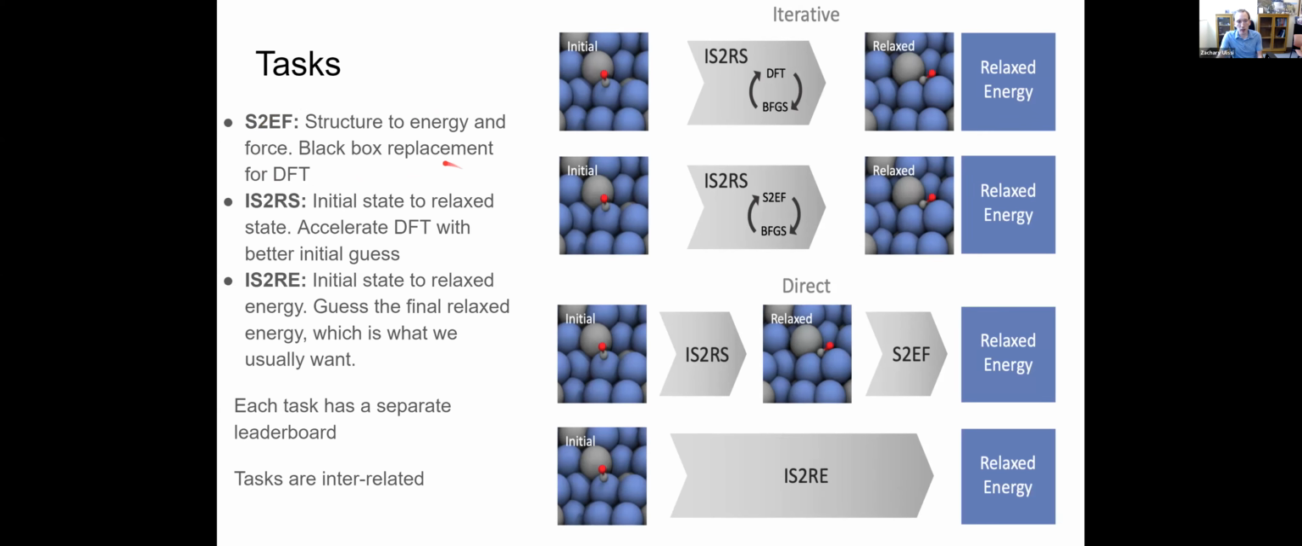This is just a general surrogate model for density functional theory or some other ab initio code. We also want people to help us predict relaxed states directly. And in catalysis, usually we just care about the relaxed energy. And so if we could just, given the initial structure, guess the relaxed energy, that would also be very valuable. We have a leaderboard system. Different people can submit automatically. And these tasks are obviously interrelated. If you solve this very, very general S2EF task, you can also solve the other two. So there's a lot of different strategies here. I don't care what methods you use to win, but we're open to creative solutions to this challenge.